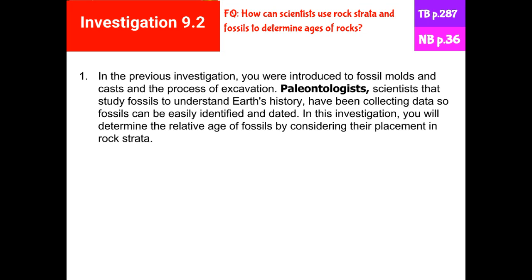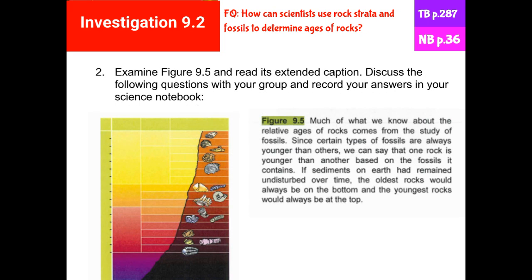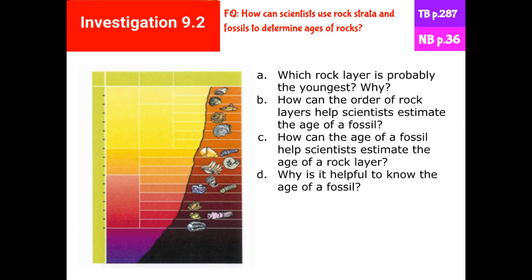And in this investigation, you're going to be determining the relative age of fossils by considering their placement in the rock strata. You're going to look at figure 9.5, where you have all these different layers with different fossils in them, and discuss the questions with your group and record your answers in your notebook. So we're going to be looking at which rock layer is probably the oldest, which one's the youngest, what can you use to help determine this. Those will be questions that you're going to answer in your notebook.